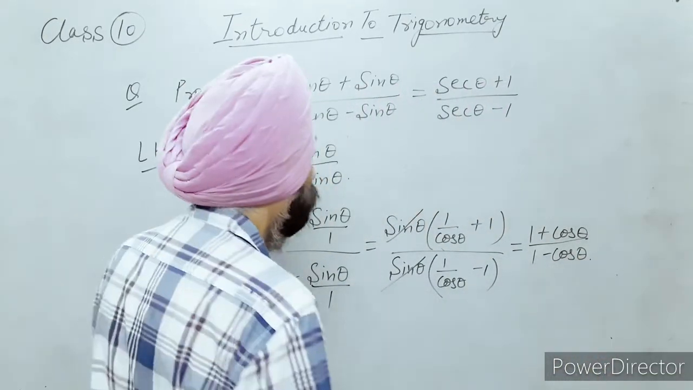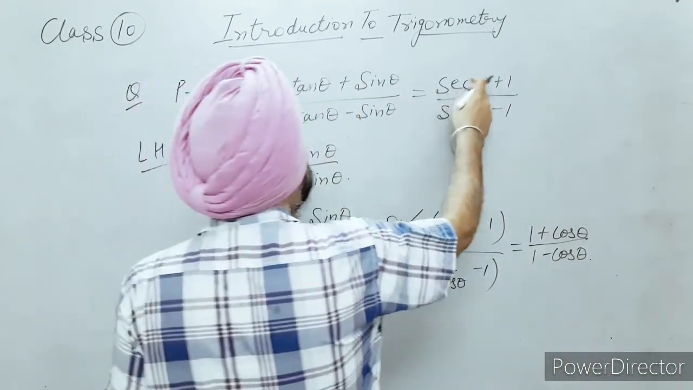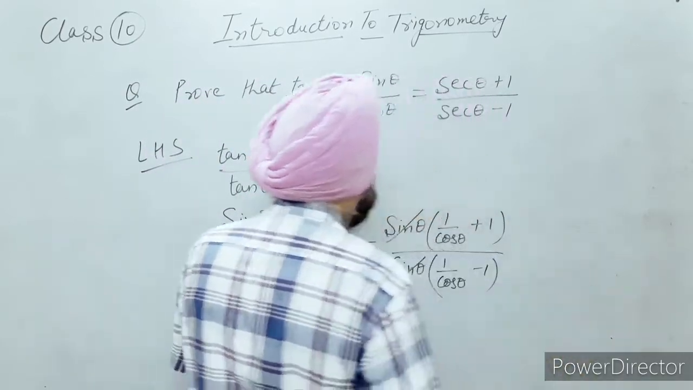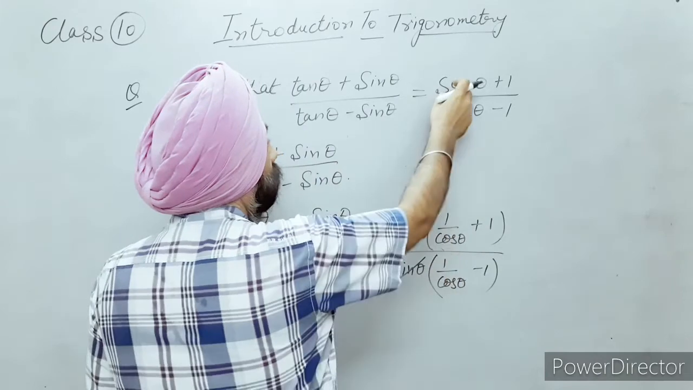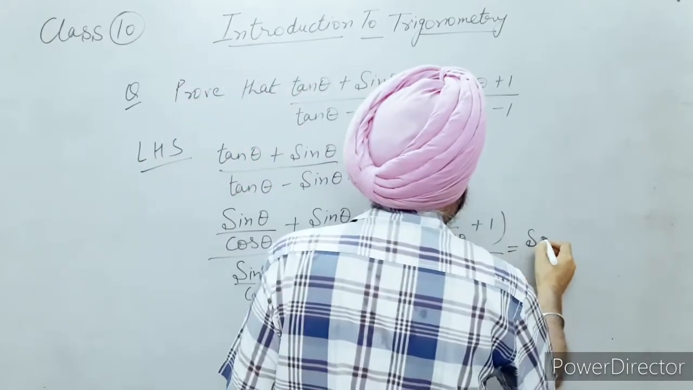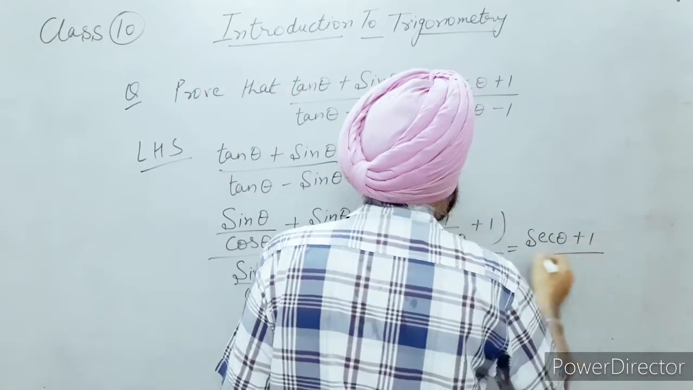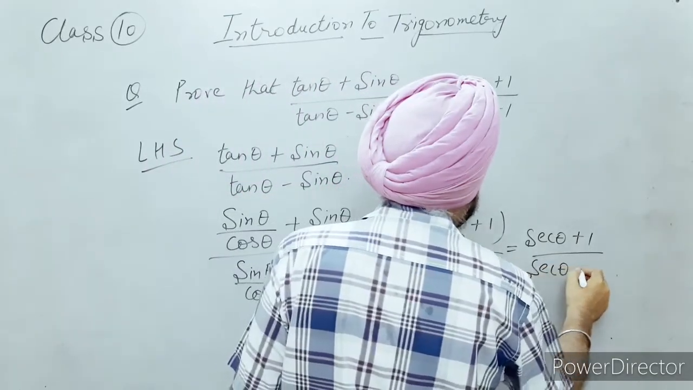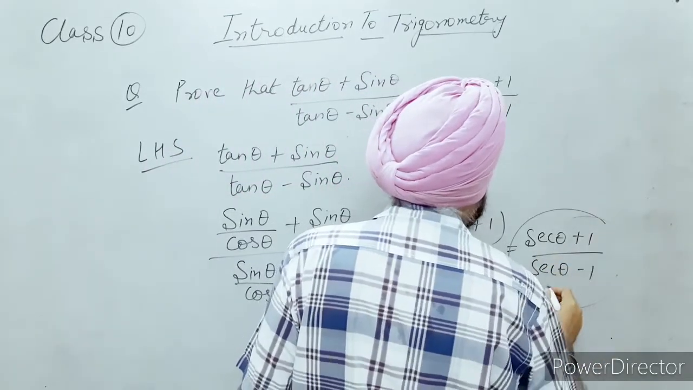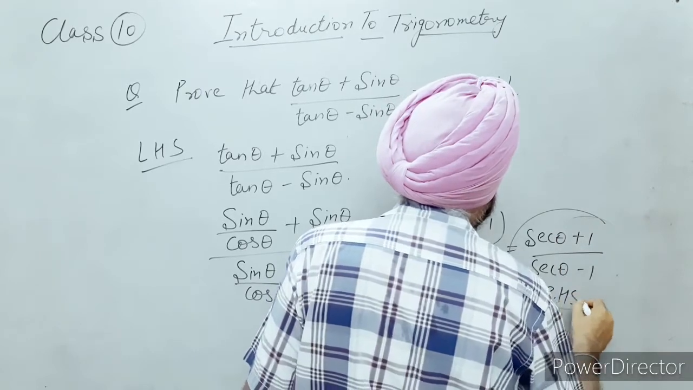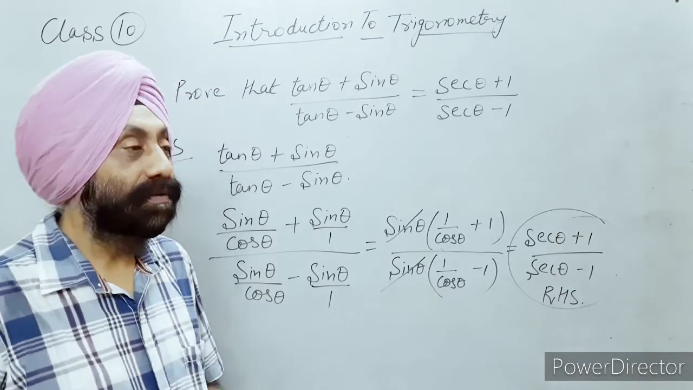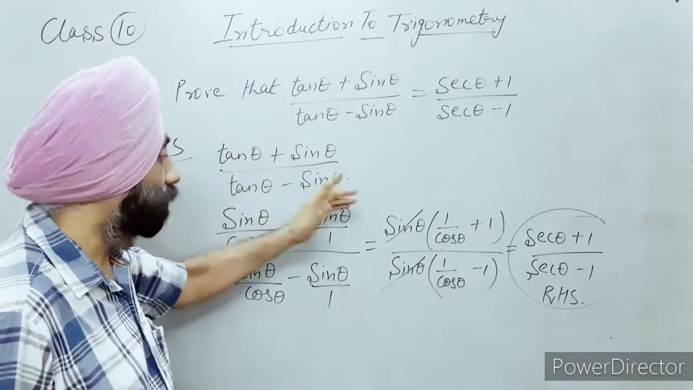Now I want secant theta. It's simple. No need to do this step. What is 1 by cos theta? You get directly secant theta plus 1. What is 1 by cos theta? Secant theta minus 1. This is your right hand side. This is the way how we solve this question.